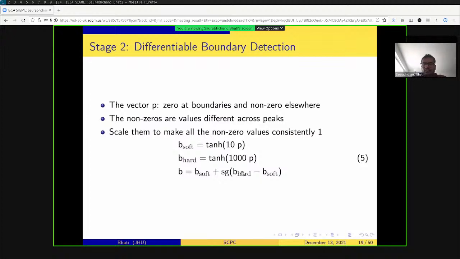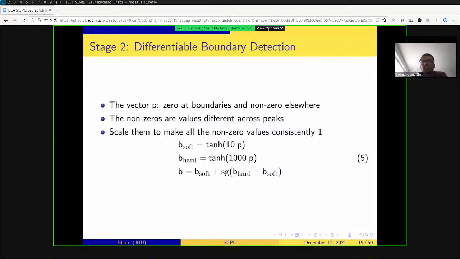Now we just need a way to make them consistent to 1. And this is not helpful for detecting boundaries, as boundaries are already detected by P. It just helps us in the next process, which is generating the segment representation for all these variable length segments in a batch manner. So now we want to scale all of these non-zero values to 1. We could do this by multiplying this with a very large number, say 1000, and taking the tanh of this. If it's 0, 1000 times 0 is still 0, and tanh of 0 is 0.